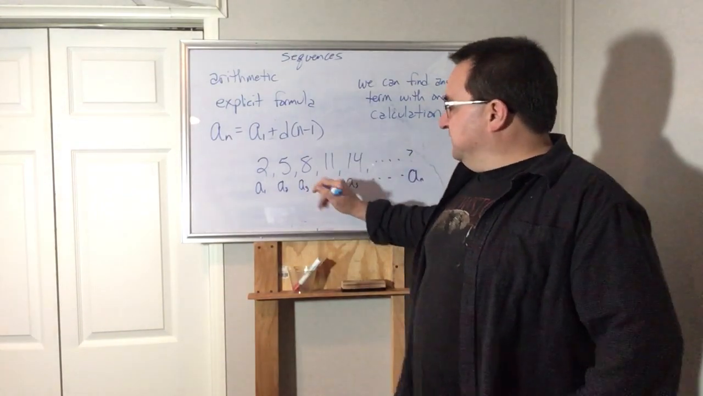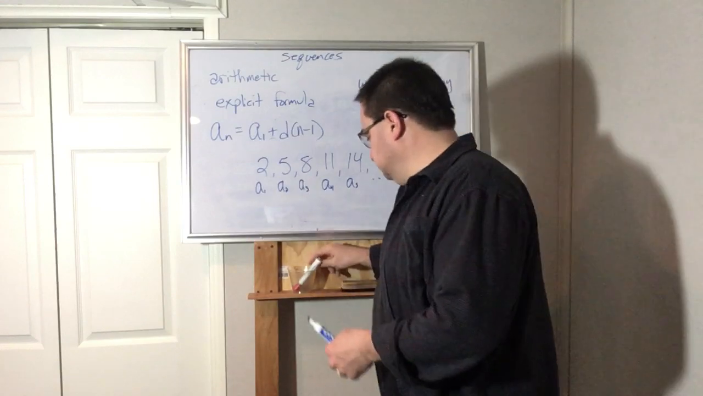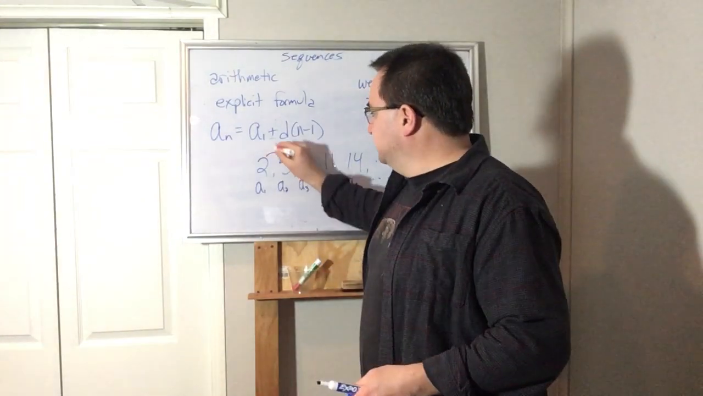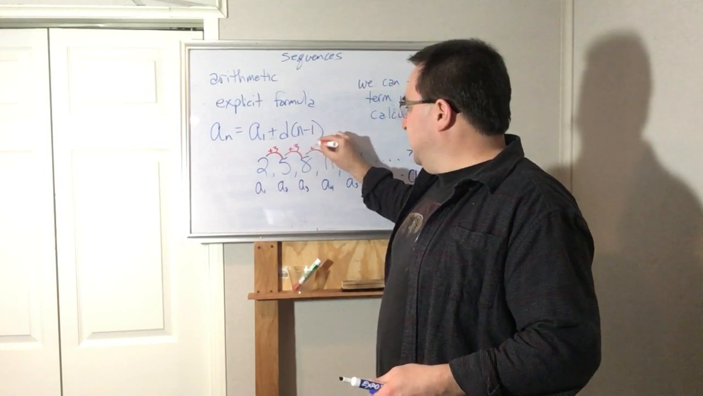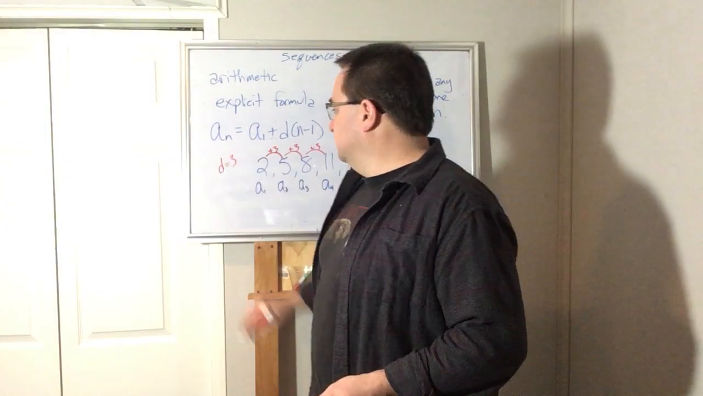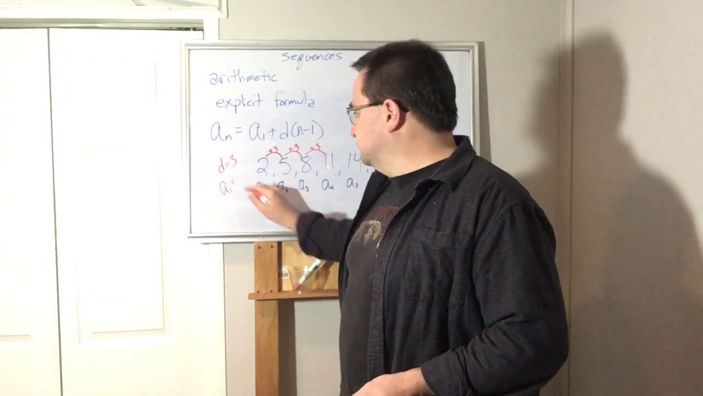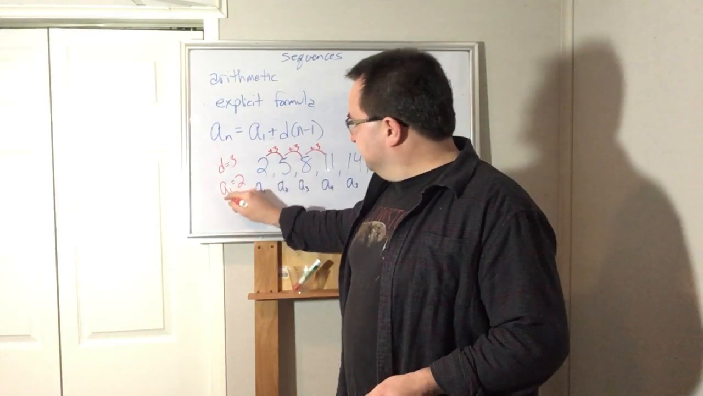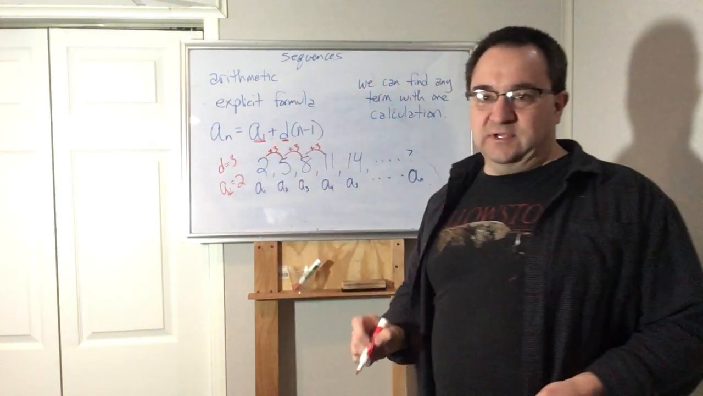Okay, the common difference is what you add every time. Notice that I added 3. I added 3. I added 3. That's the common difference. So d equals 3, and the first term is 2. See, the first term is 2, and the common difference is 3.